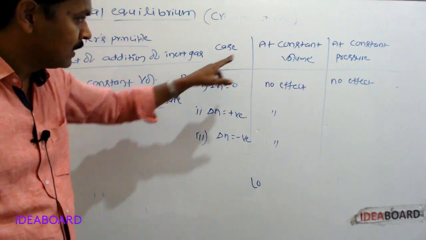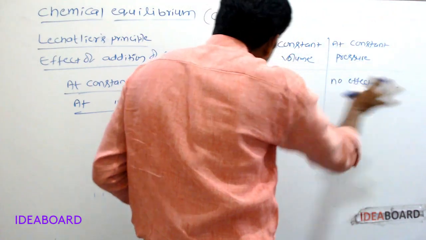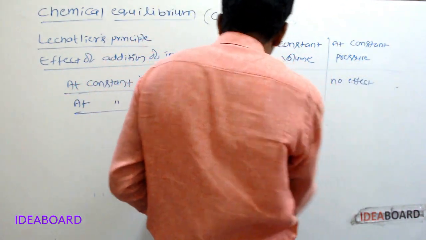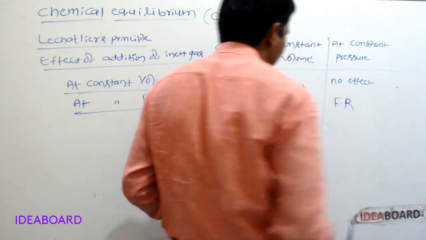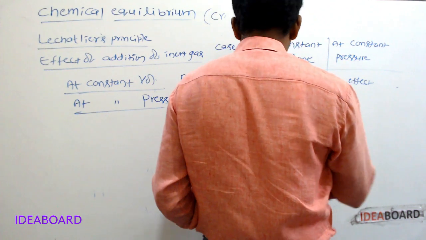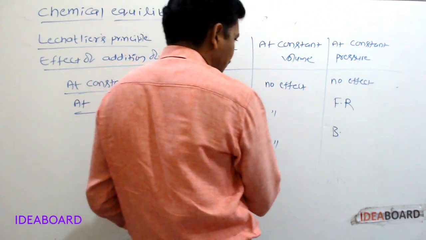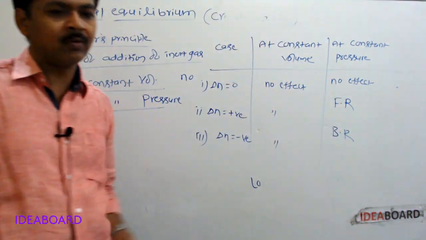If inert gas is added at constant volume, it does not affect. At constant pressure, if delta n is equal to 0, no effect. But if delta n is positive, it favors the forward reaction. If delta n is negative, it favors the backward reaction.